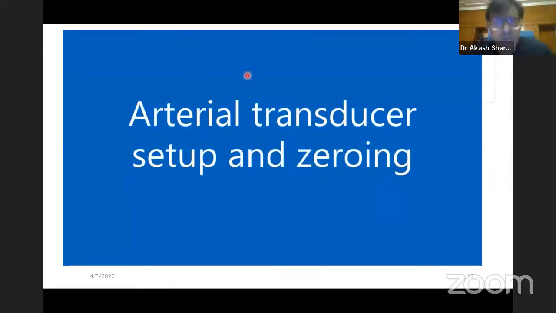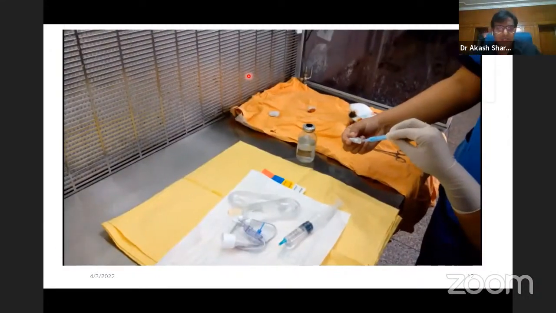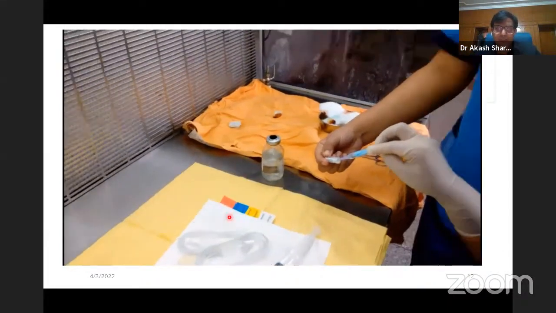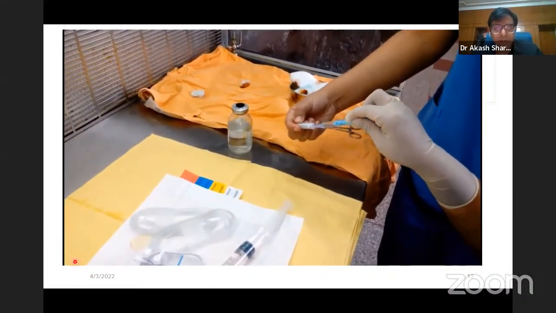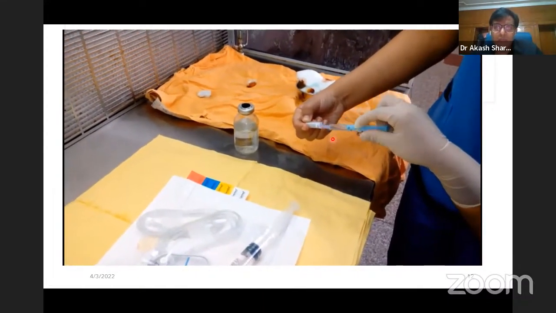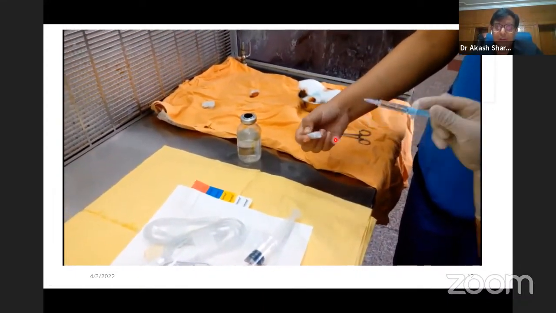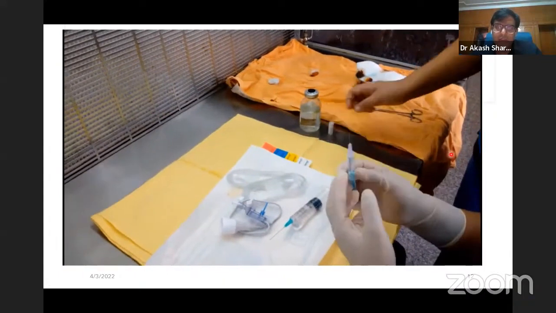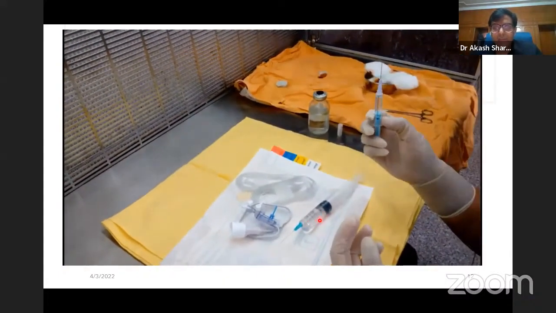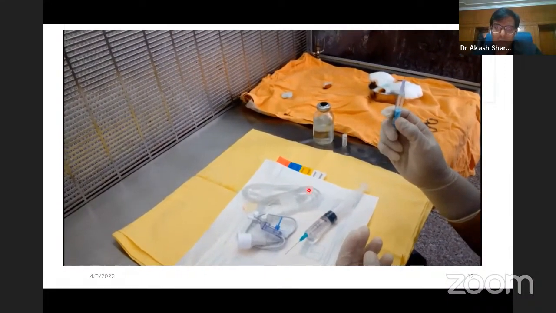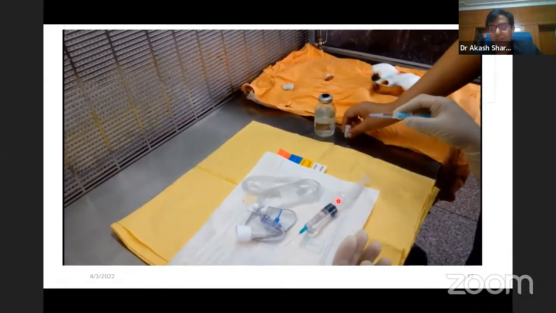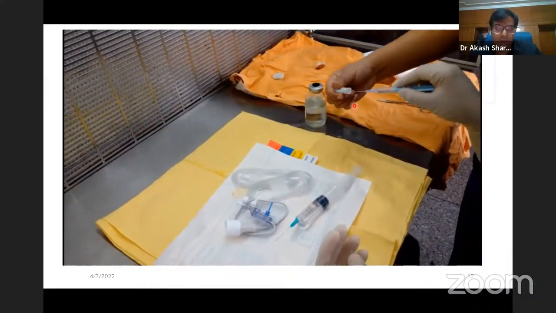We'll be showing you a video of how transducer zeroing is done. Here all aseptic precautions are to be taken, preferably under a laminar flow. We take 2 ml of heplock and dilute it in around 18 ml of normal saline in a 50 ml syringe. You can also take double the amount, making it 48 ml of saline, and take 4 ml.